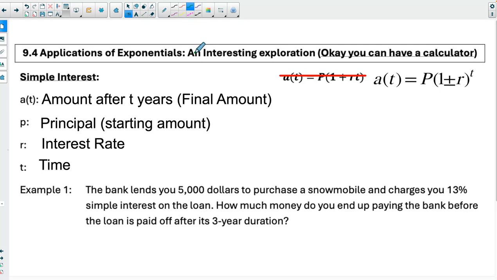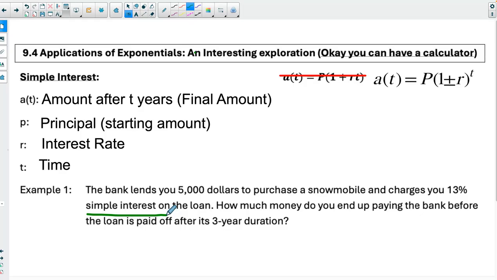So we are going to use this only when you are looking at simple interest, or if the interest is only calculated once per year. If it says compounded and it gives you any other number than 1, then we use a different formula.